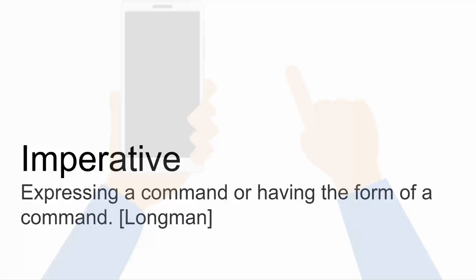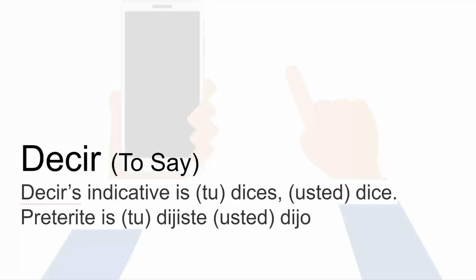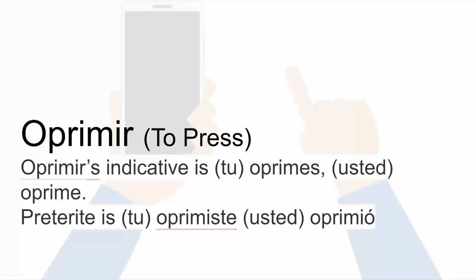Now, diga and oprima, the words we are now looking at, are imperative. Grammatically, I consider imperative as a part of subjunctive, and you'll see why I'm saying that shortly. As a quick review, decir in indicative conjugates as tú dices, usted dice. Preterite is tú dijiste, usted dijo. Oprimir is to press, and in indicative it conjugates as tú oprimes, usted oprime. Preterite is tú oprimiste, usted oprimió.